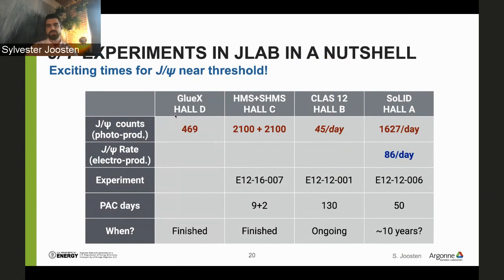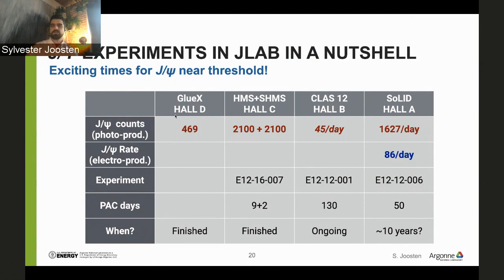GlueX has some very nice results that were published last year. In Hall C, we have about 4,200 J/psis that we measured in two dimensions. CLAS has multiple experiments measuring J/psis, and their analysis is ongoing. And I'm very excited to see what they see.